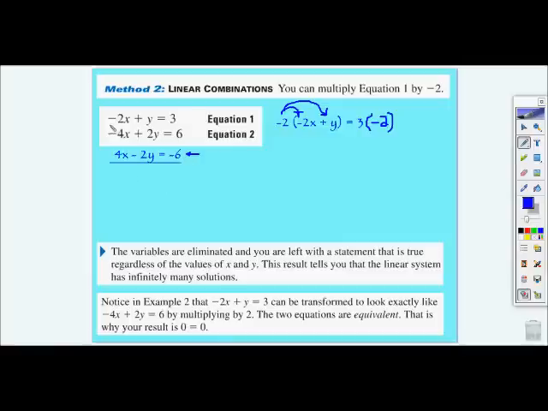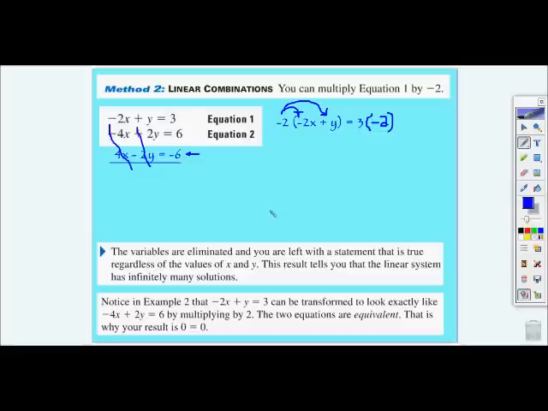By doing so, a variable is eliminated, and you are left with the statement that is true regardless. I'm sorry, our positive 2y and our negative 2y is also eliminated. So we are left with a statement that is true regardless of the values of x and y. This tells you that the linear system has infinitely many solutions.